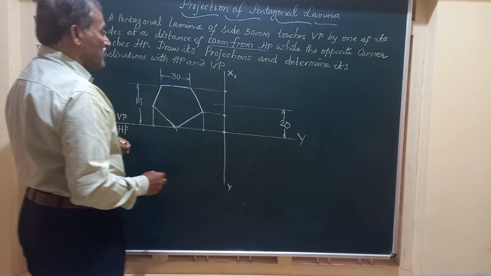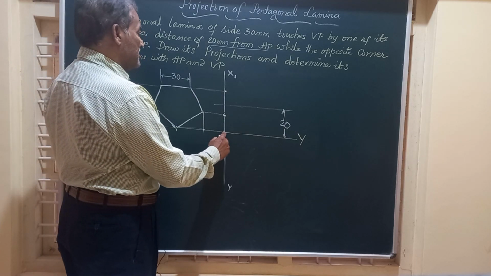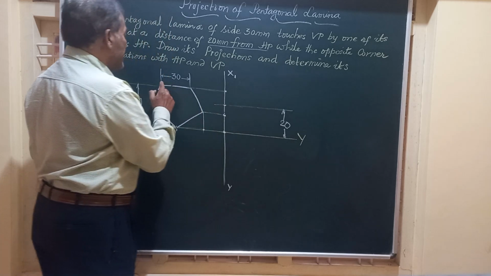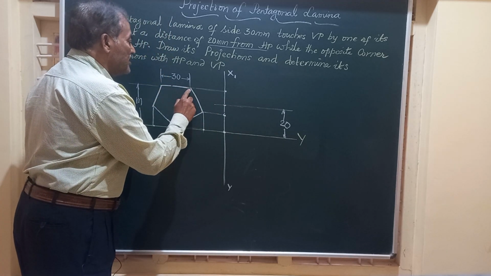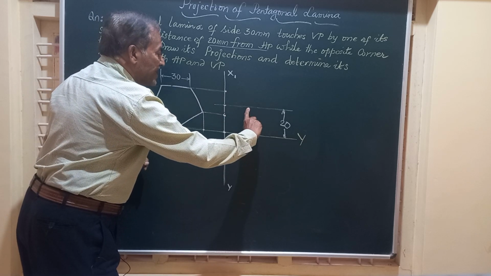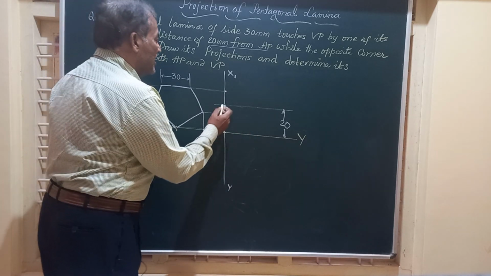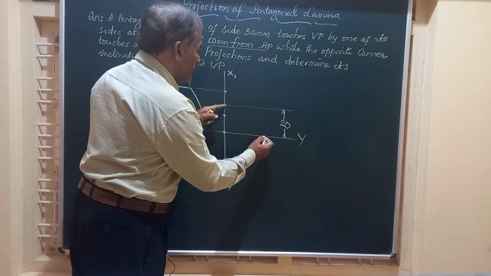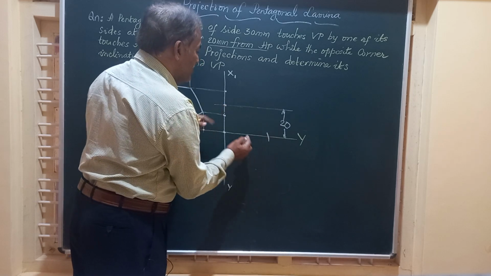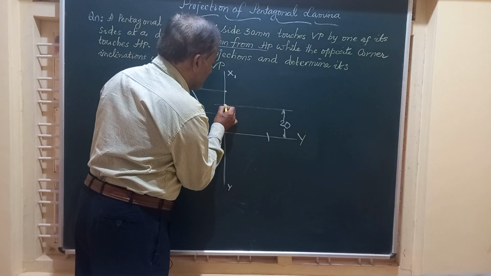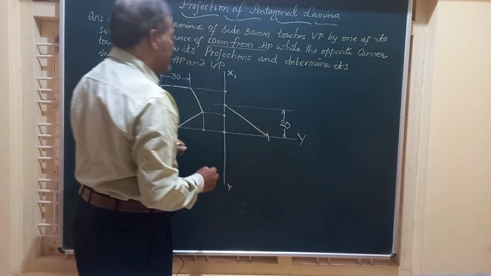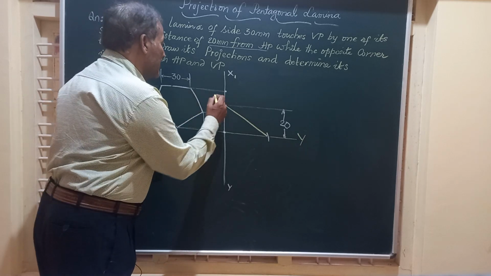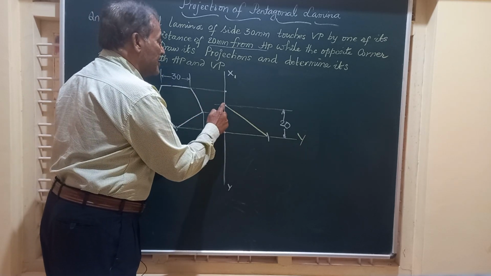Friends, now what I do, I take this point as the center. Now this point is fixed, that is, this side whichever is on VP has to come and lie at a height of 20 millimeter. So friends, I take this as the center and distance equal to M. I strike an arc. If you join, the line will represent the final side view of this lamina, and this is going to be the final end view.